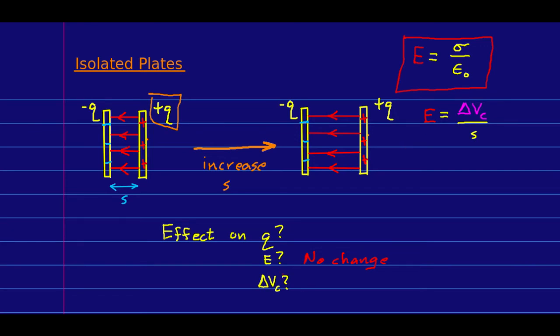Finally, what about the potential difference between the plates? Well, we saw in the last unit that the E field inside the plates is just the potential difference between the plates divided by the plate separation. Aha! Well, here we see changes. The E field, we already know, is staying the same. But S has increased, and so if the E field stays the same even though S has increased, that tells us that the potential difference between the plates must have also increased.